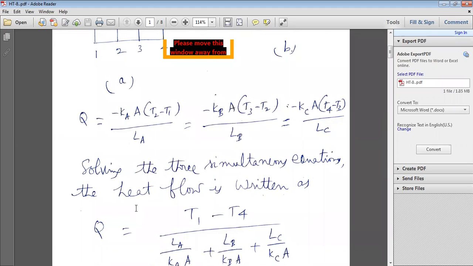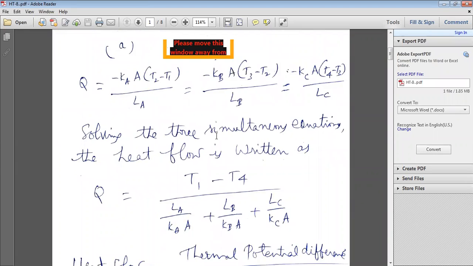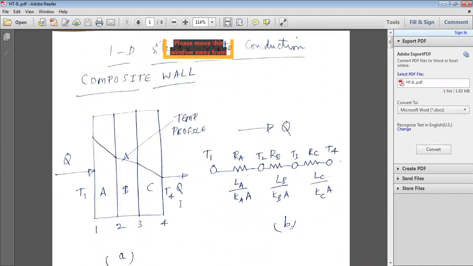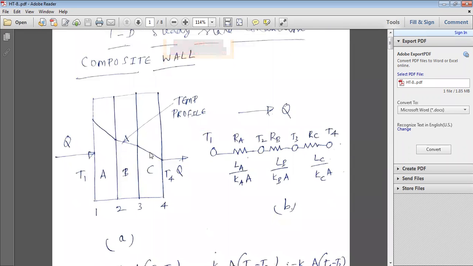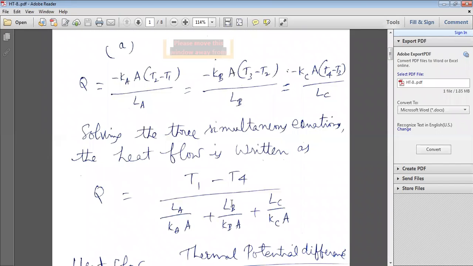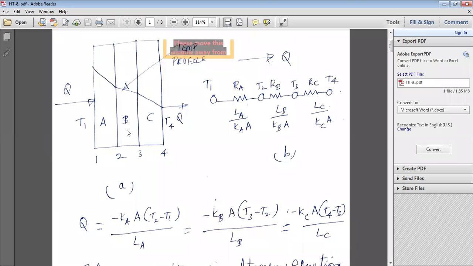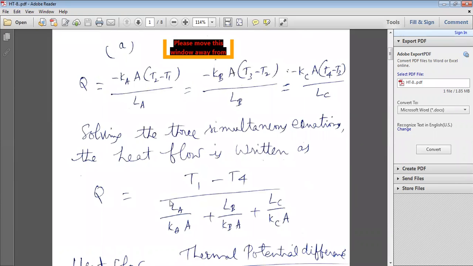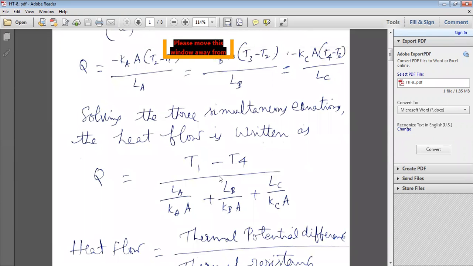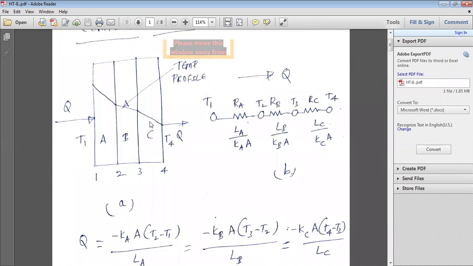Q is equal to, if you solve all these equations, finally you get the heat transfer rate Q equal to T1 minus T4 divided by the thermal resistance offered by material A plus the thermal resistance offered by material B plus the thermal resistance offered by material C. So T1 minus T4 divided by La by KaA plus Lb by KbA plus Lc by KcA. These three materials are in series.